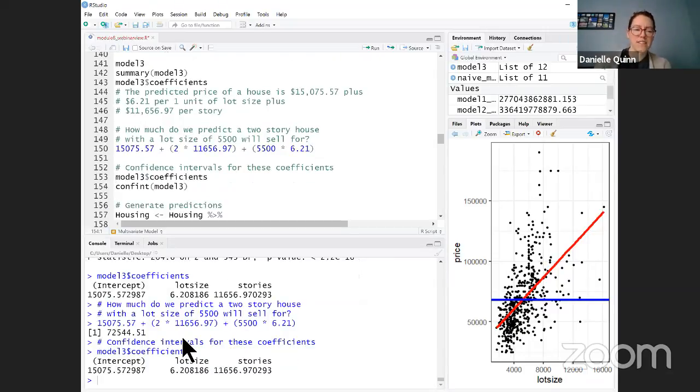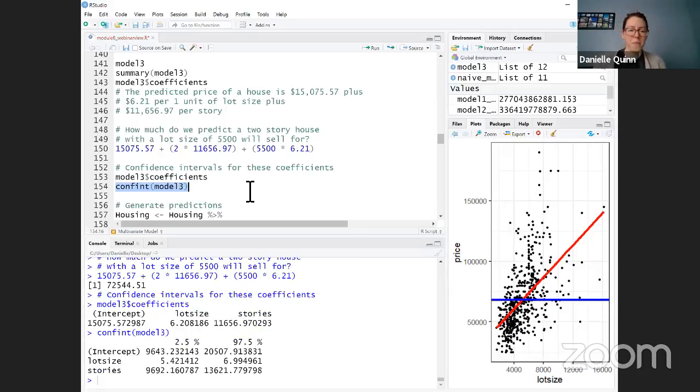Okay, so here are the coefficients again. If we want to know what are the 95% confidence intervals around these coefficients, how sure we are, we can use a function called confint. And we could say, show us the confidence intervals around model 3. So this would tell us that, while our estimated intercept is about 15,000, realistically, if we're looking at 95% confidence intervals, it's somewhere between like $9,600 and about $20,000.